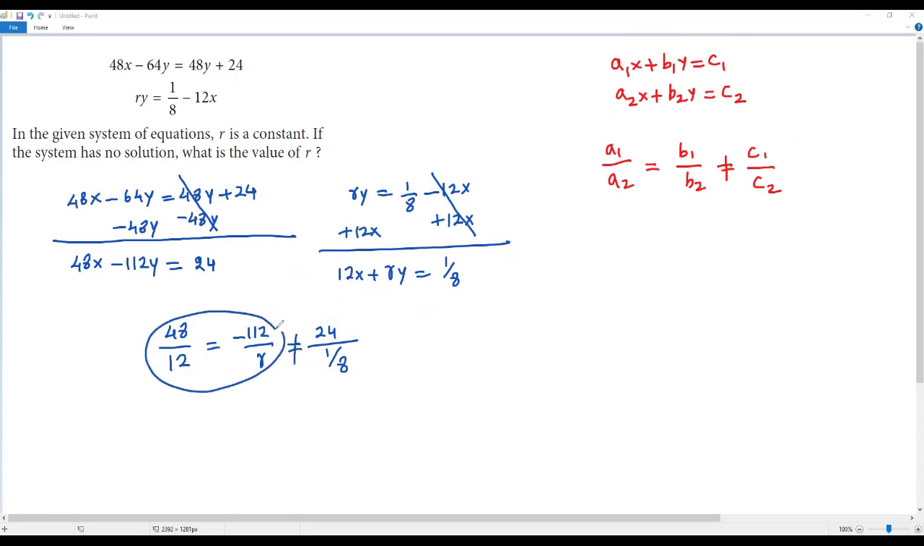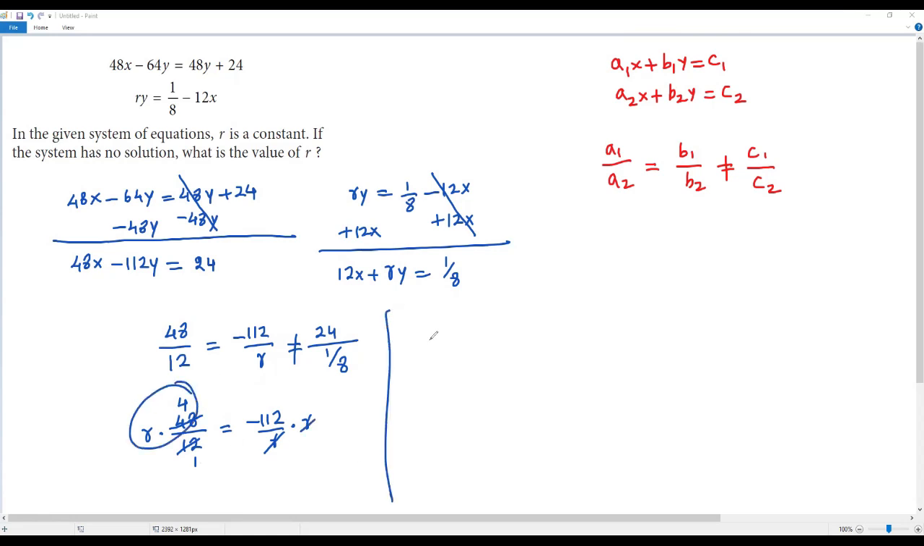Now let's consider this equation and solve for r. Let me write this equation as it is, that is 48 over 12 equals -112 over r. Here 12 goes into 12 one time and 12 goes into 48 four times. Let's multiply both sides of the equation by r. Then this r will cancel out. On the left side we have r times 4, which can be written as 4r. On the right side we have -112.